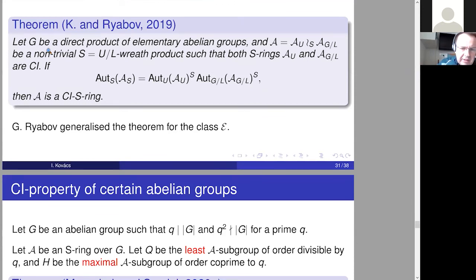And recently, Grigory generalized this theorem, also covering the class in which the Sylow subgroup is allowed to be C4. So this is the CI property. This is the important class. So now it's allowed to use it for any abelian groups with Sylow subgroup elementary abelian or C4.